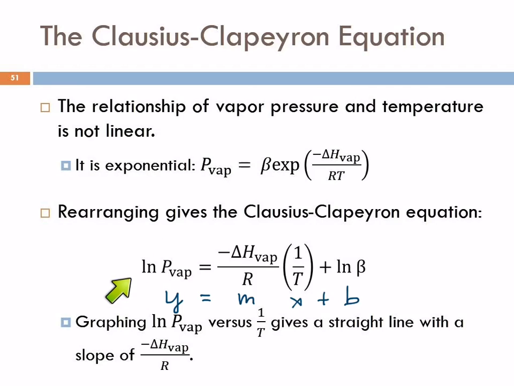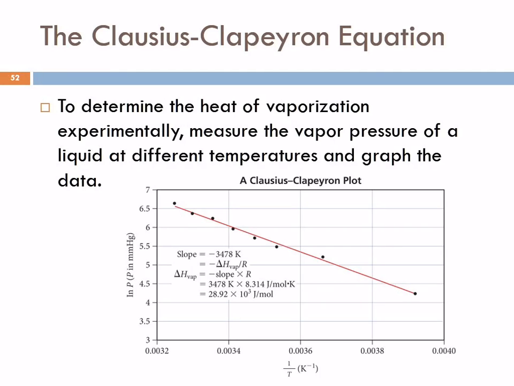So if we graph y, the natural log of the vapor pressure, versus 1 over the temperature as x, we get a straight line, and the slope is negative delta H over R. The intercept is the natural log of beta. That's really not a very useful constant, but the heat of vaporization is useful. So we can actually determine the heat of vaporization experimentally by measuring the vapor pressure at various temperatures.